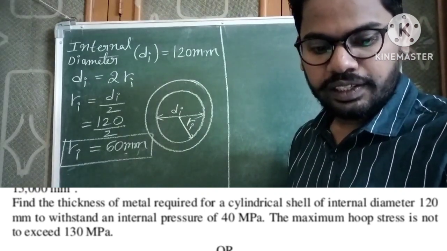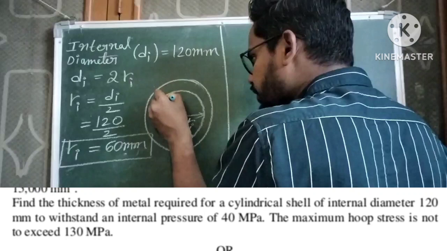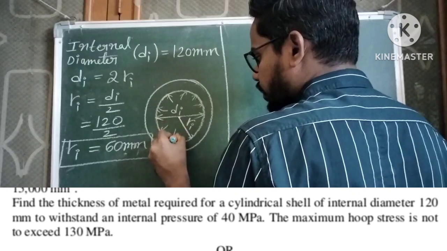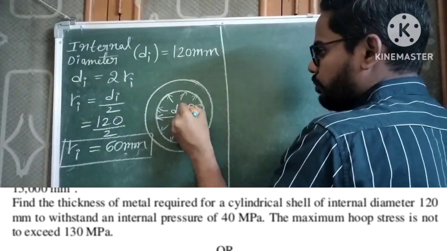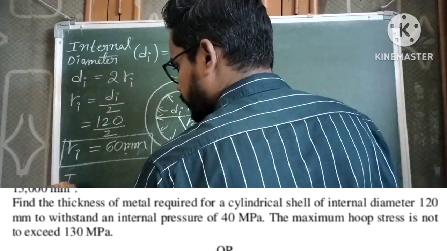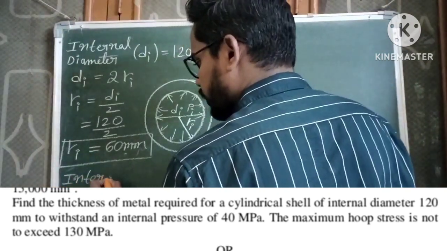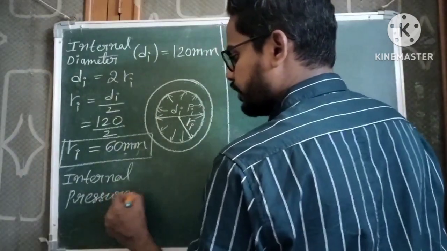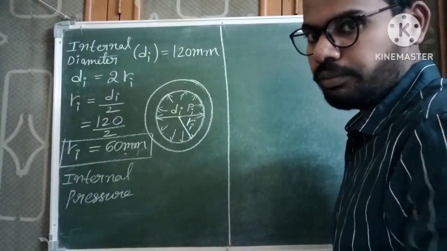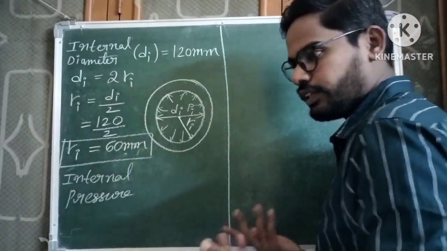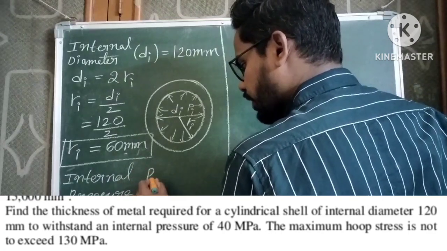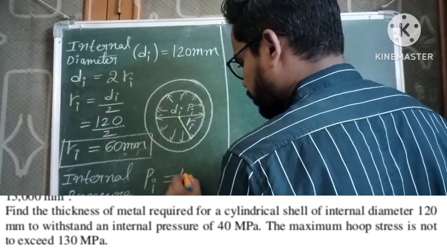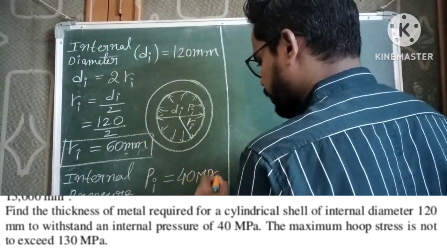Next, to withstand internal pressure. So this cylindrical shell is subjected to internal pressure, denoted by Pi. The cylinder is subjected to internal pressure, and it means we have to assume external pressure is equal to 0. It didn't mention anything about external pressure, so external pressure is 0, but internal pressure is given. Pi is equal to 40 MPa, an internal pressure of 40 megapascal.